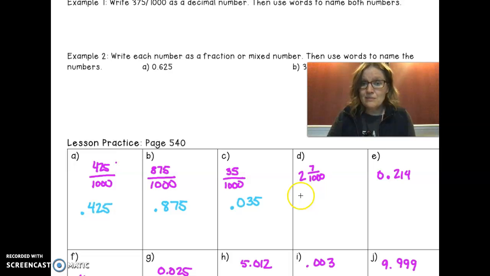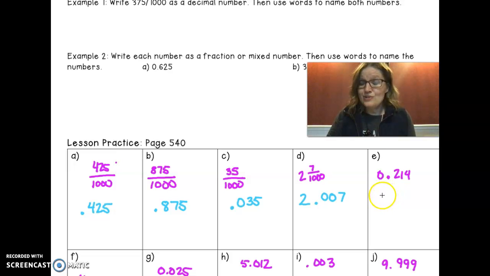We have a mixed number. Our mixed number is 2, and here's our tenths, hundredths, and then our 7 thousandths. I feel like I'm spitting all over.